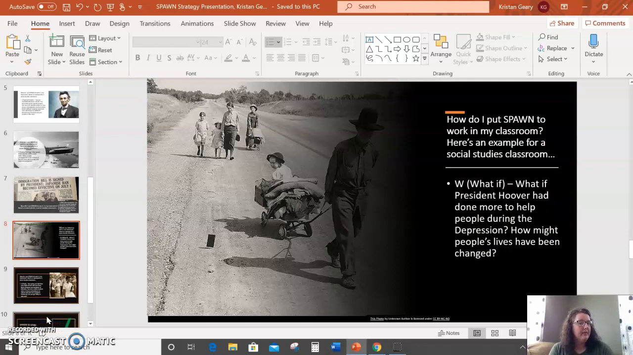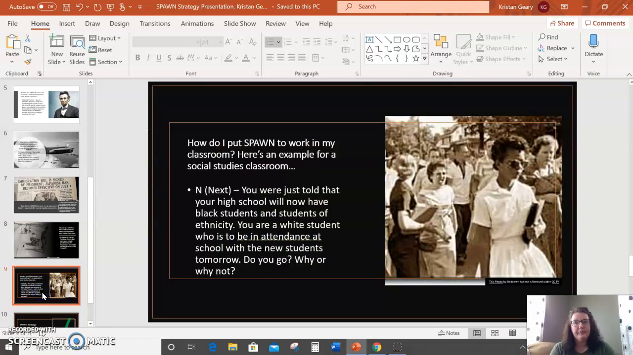W, what if? What if President Hoover had done more to help people during the Depression? How might people's lives have been changed? There's so many scenarios that students could come up with to think through what may have happened if the Great Depression were able to look a little bit different.